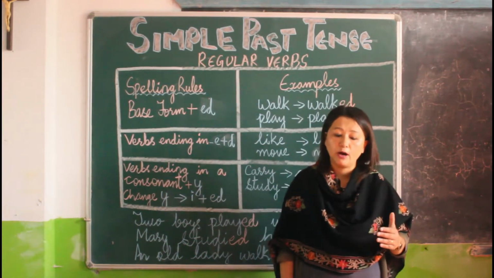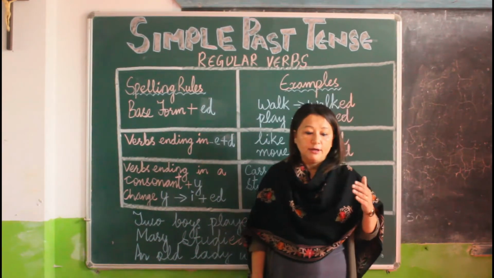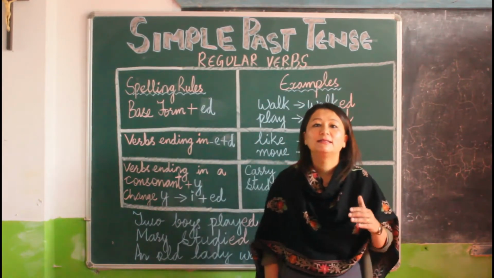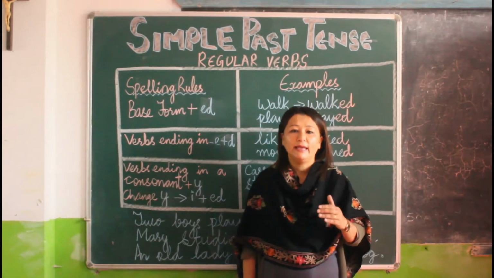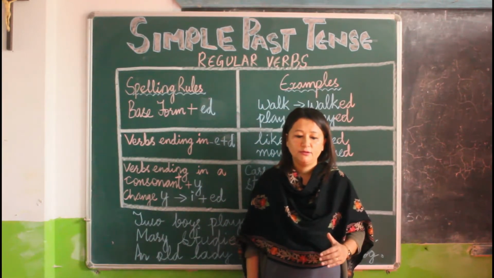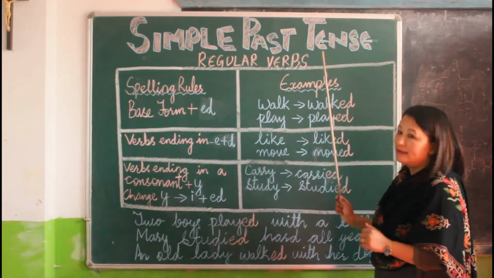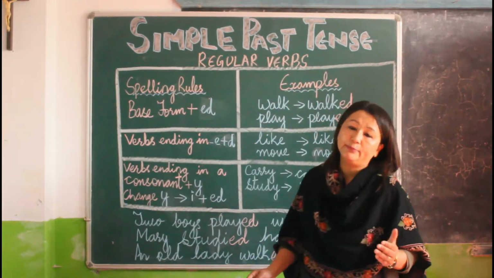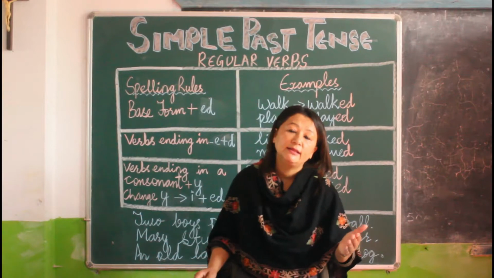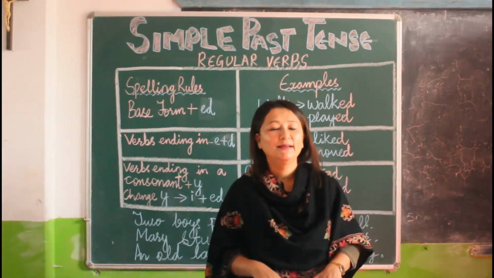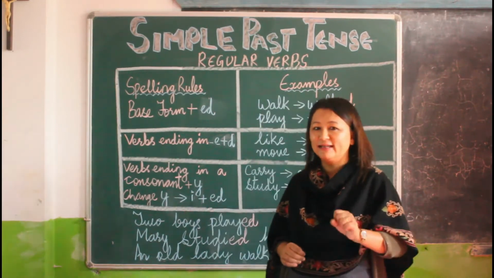Today we are going to talk about how to make simple past tense statements in English. So simple past tense, that is what happened in the past or earlier than now. Now let's get started.